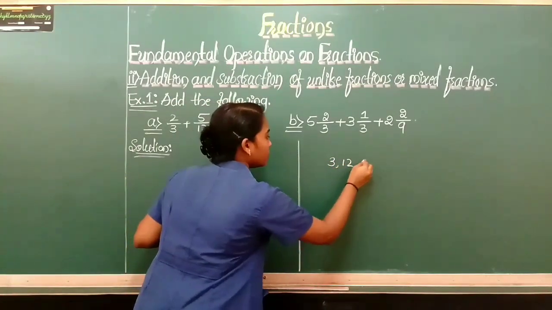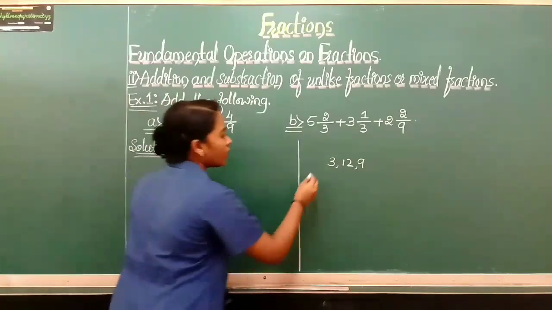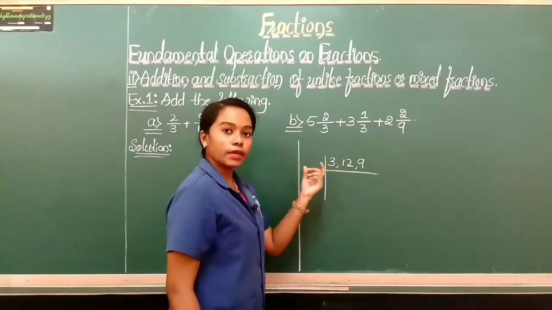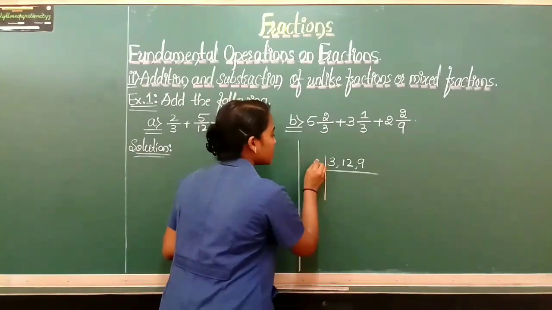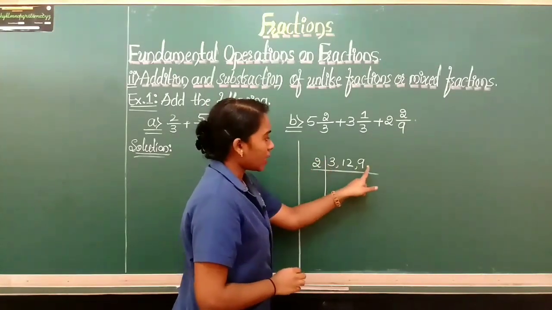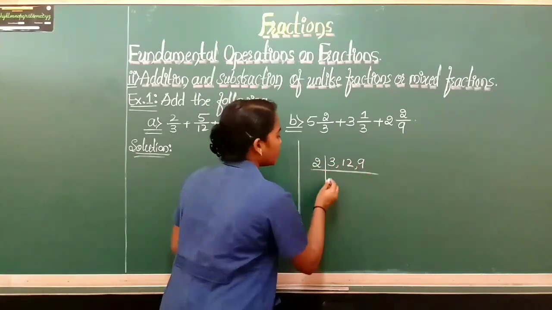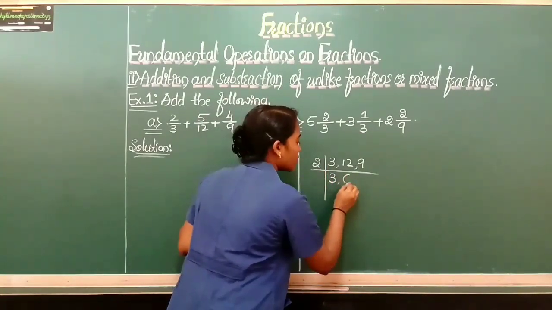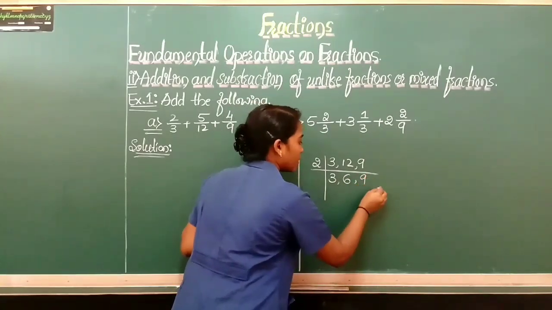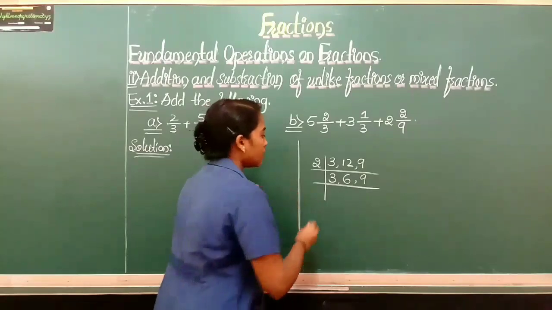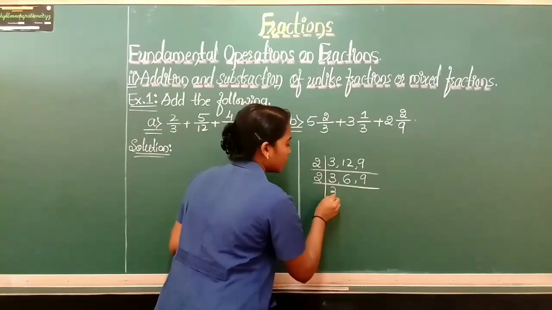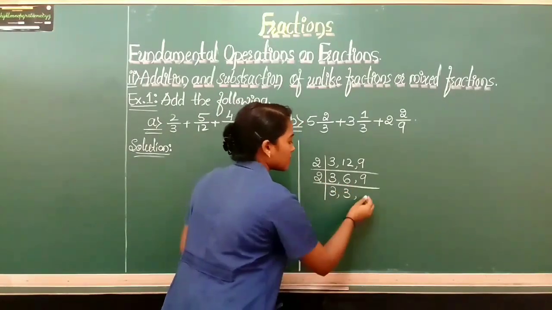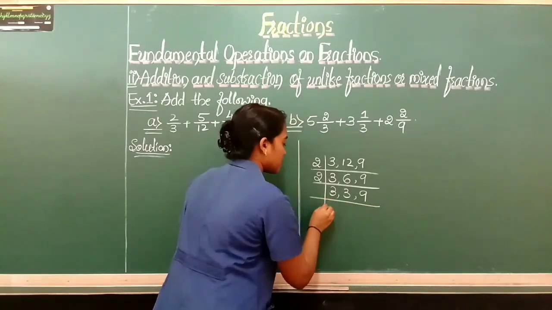3, 12, 9 we have, and we have to find their LCM. For that we have to divide them. Begin with the smallest divisor, that is 2. 3 and 9 are not divisible by 2, write them as it is. What about 12? It is divisible by 2. 2 sixes are 12. 9, we write as it is. Next divisor, 2. 3 we write as it is. 2 threes are 6, and 9 as it is.